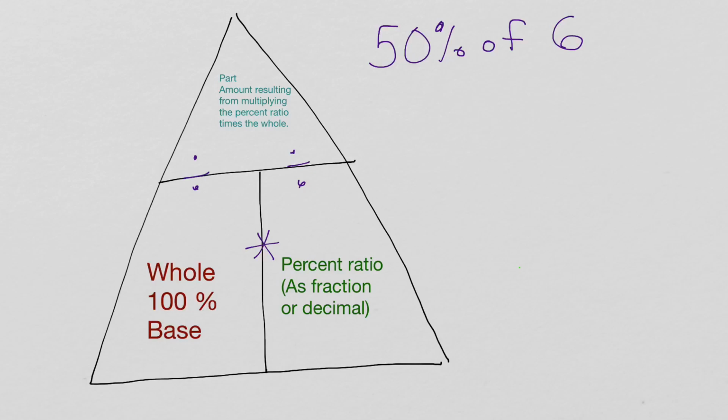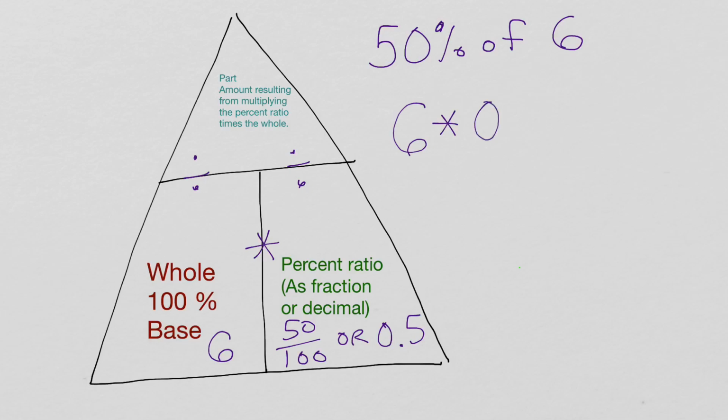So because 6 is our whole, it would go in the bottom. 50% as a fraction or a decimal. So we can have 50 hundredths if we want to use the fraction. We could simplify that to 1/2, or we could use the decimal 5/10. So we have 6 times 5/10 equals 3.